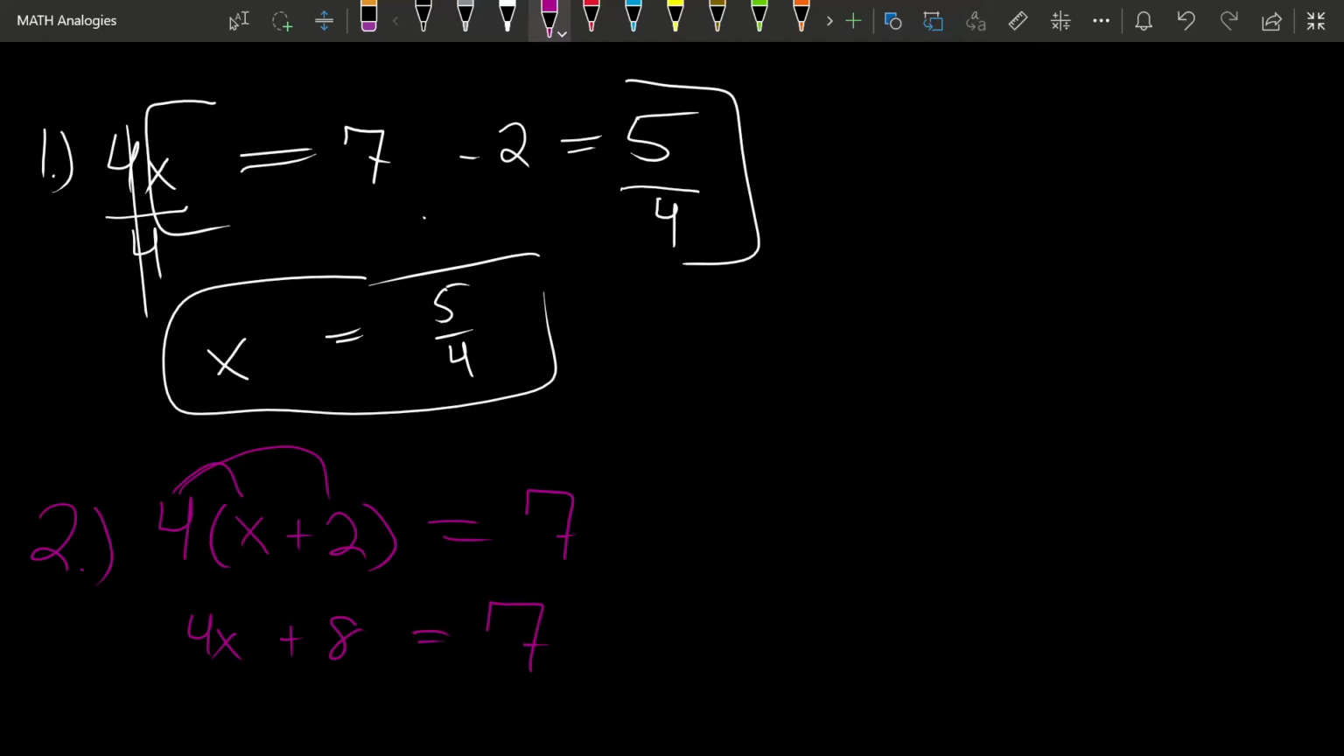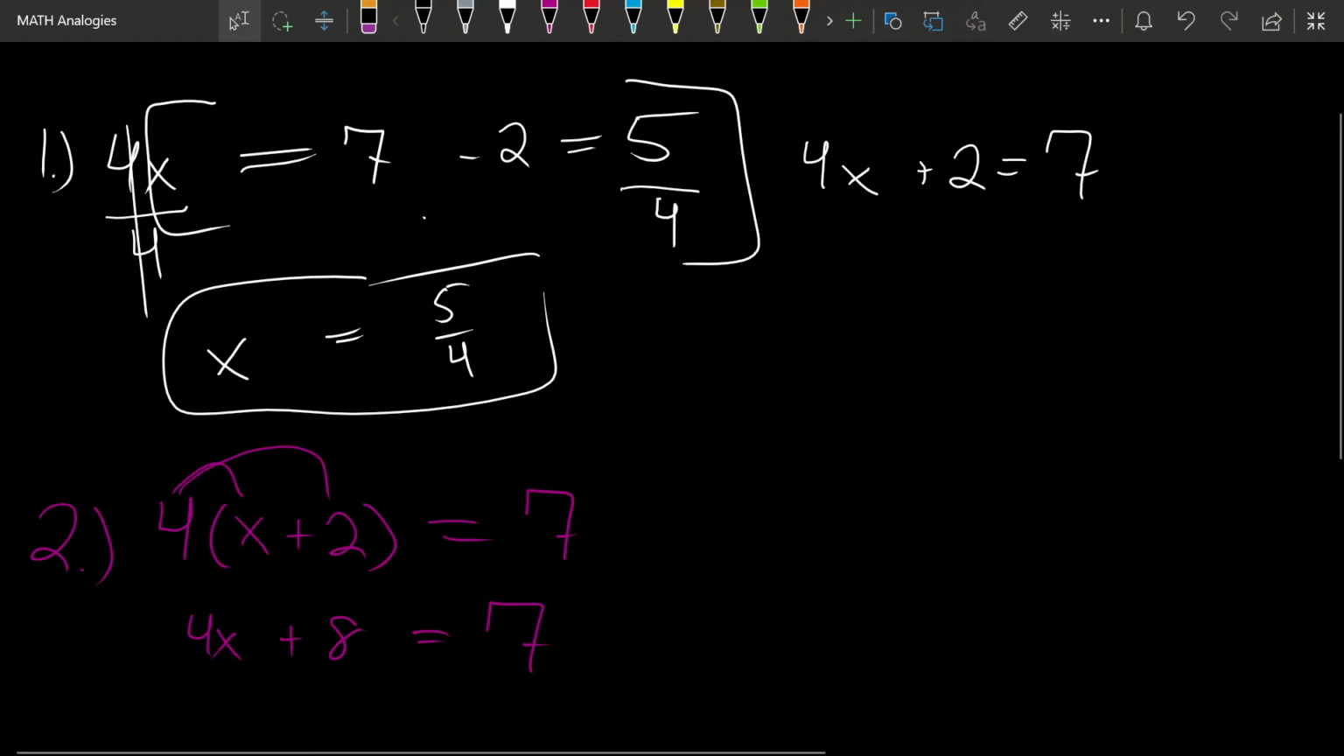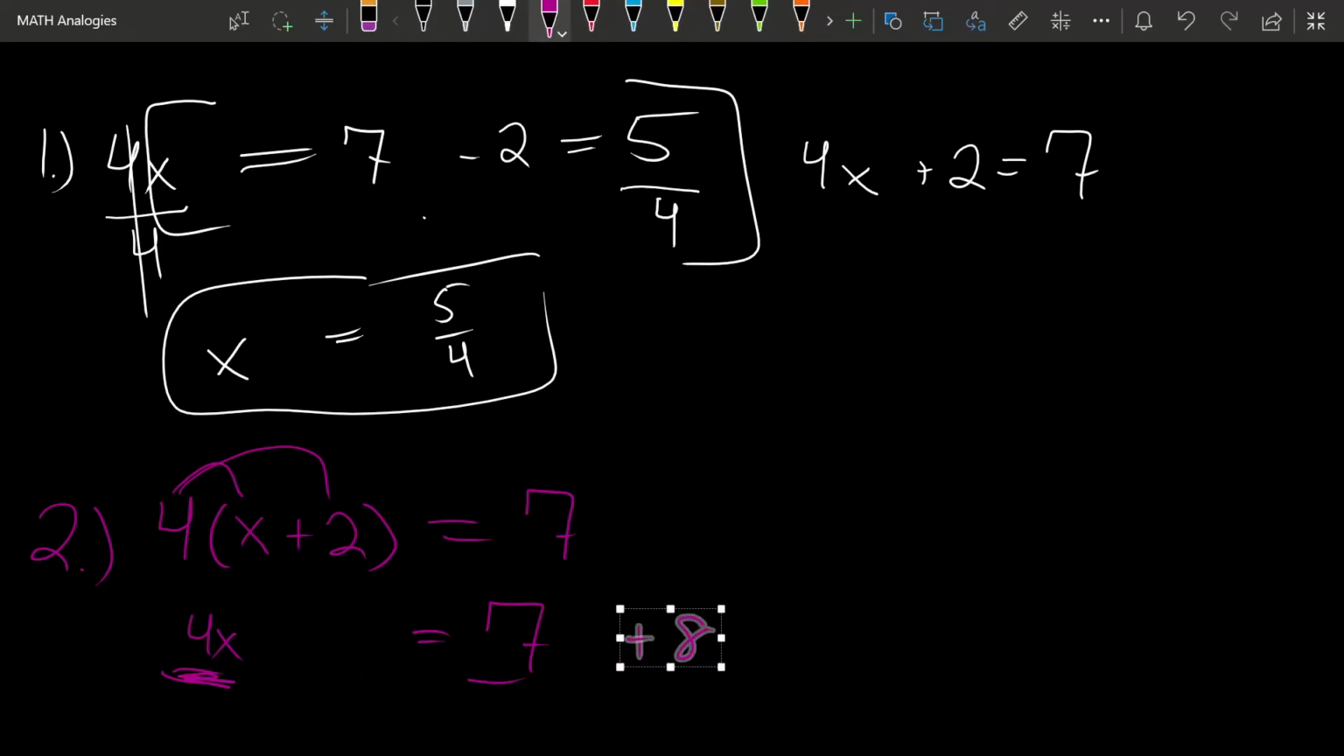So this problem is actually different than the above problem. Earlier, what we had was 4x plus 2 equals 7. But this time we have 4x plus 8 equals 7. Anyway, we can solve it the same way. We want the term with the x on it all by itself. So let's move this piece over. And of course we have to negate it.